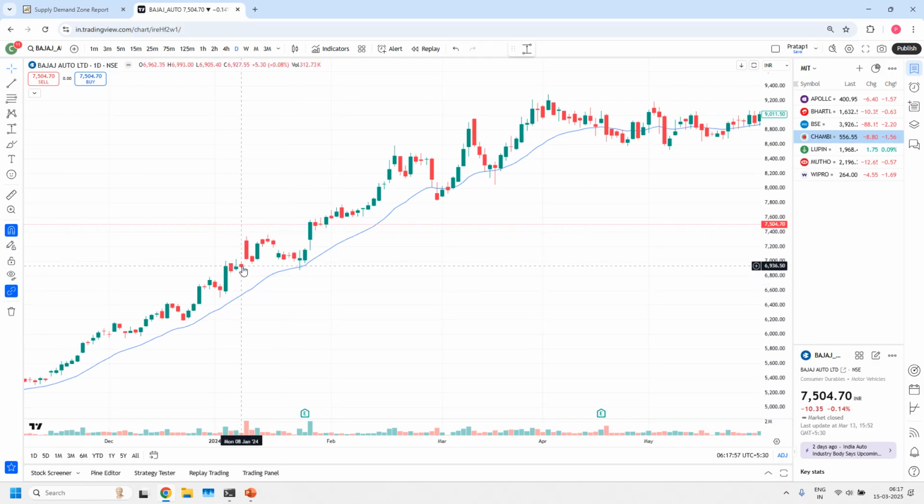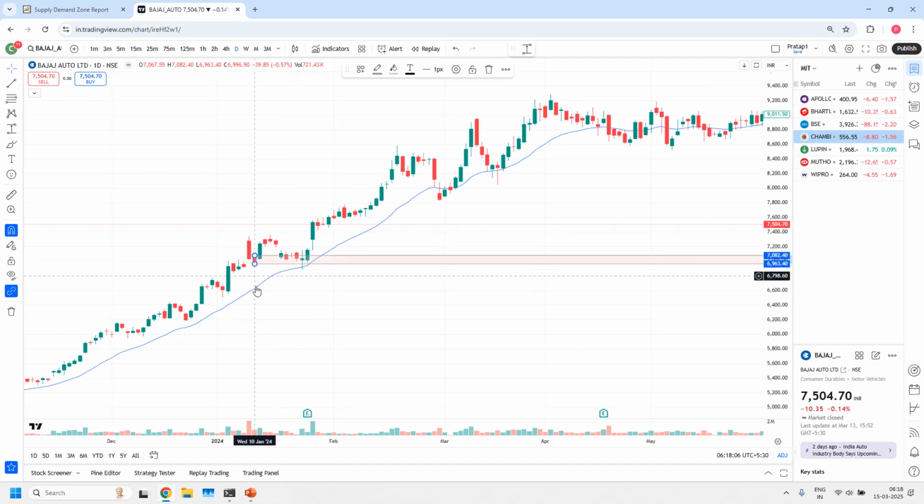This is 3, 4, 5, 6, 7, 9. 9/1/24. This is a drop base rally. This is a pierced zone. See here, the zone is pierced here.